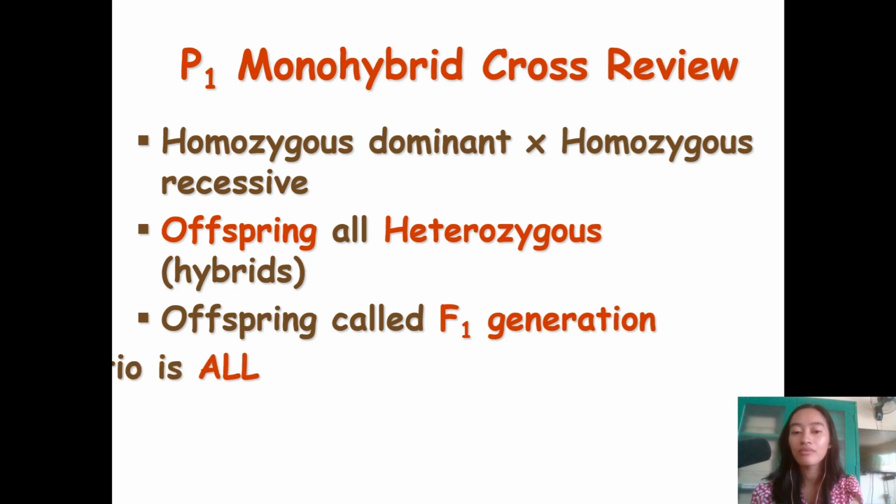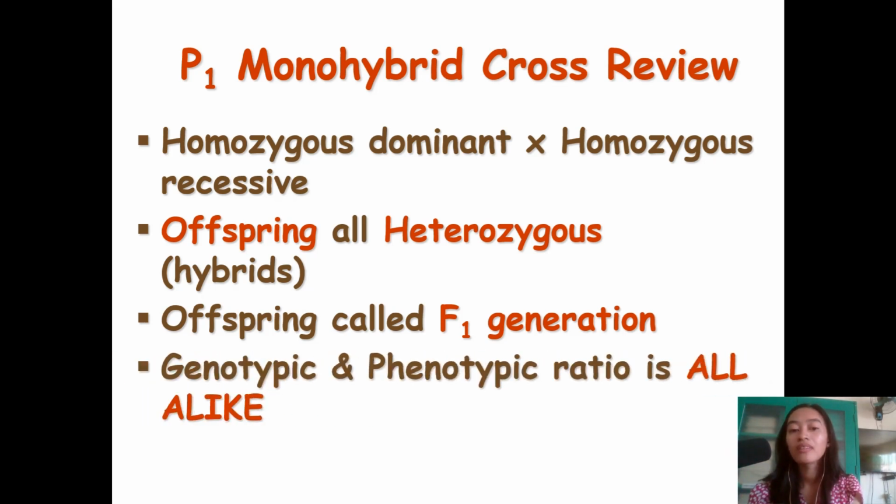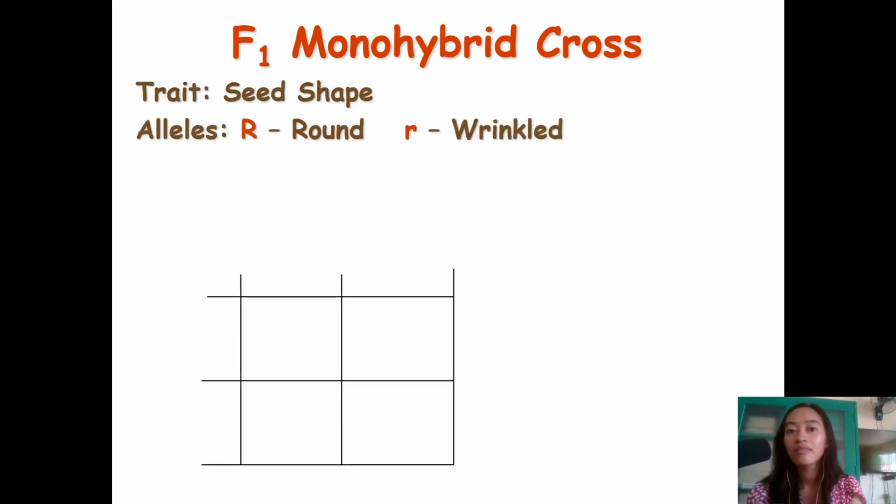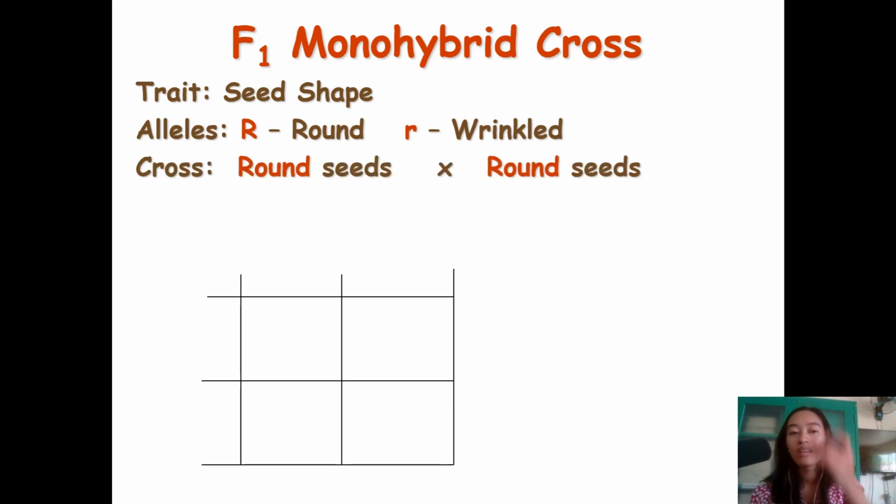Next, this is called the F1 generation, and they are all the same. For example, all violet or all round. Their phenotypic and genotypic ratios are all alike, the same. Now, how about seed shape, round versus wrinkled? You're going to cross round seeds to round seeds. What if their offspring are crossed with each other again?